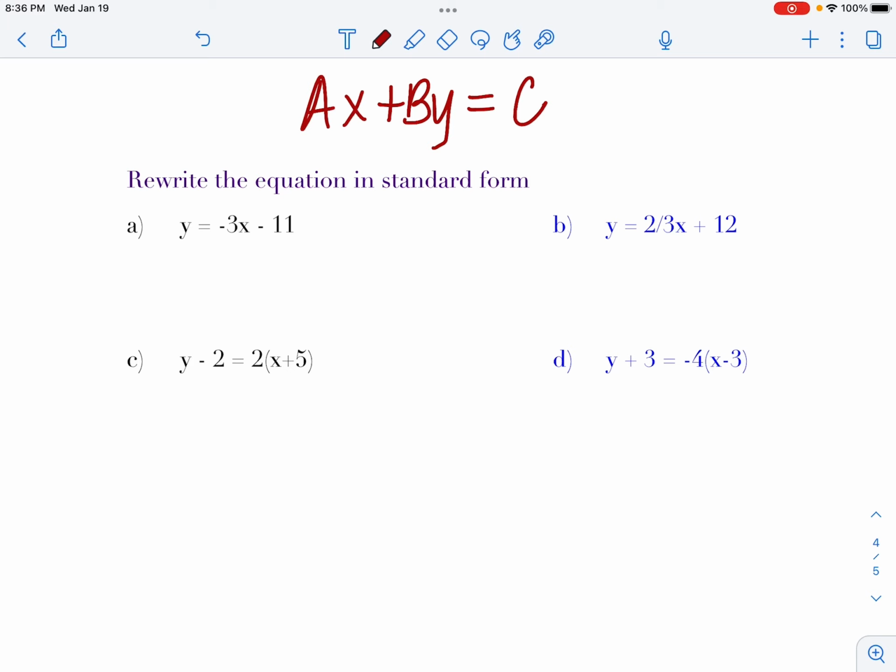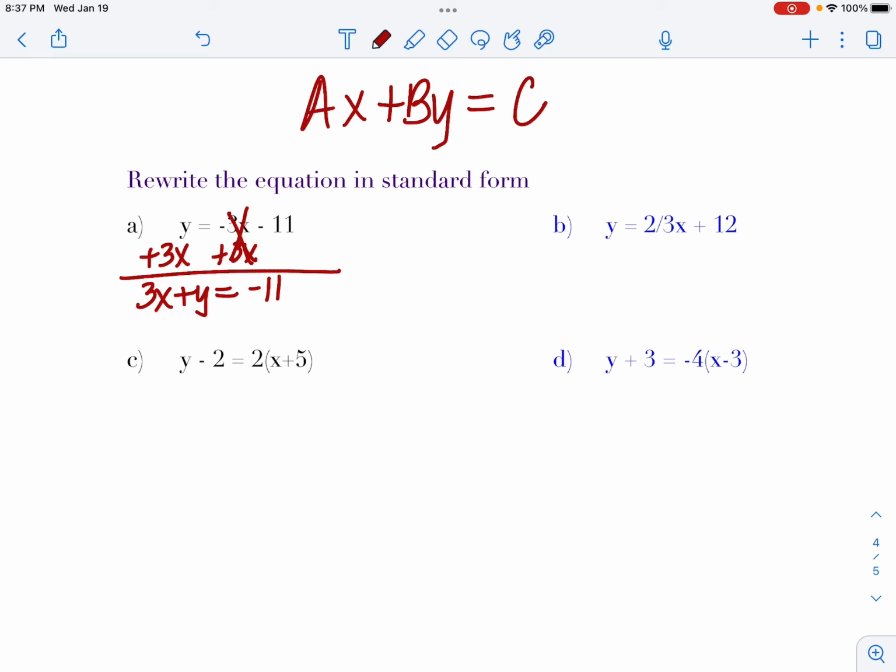In question A, the y value is already on the left, so I'm going to keep that there. To move the x value to the left-hand side, I'm going to use inverse operations and add 3x to both sides of my equal sign. Once I've done this, I now have my x term and my y term on the left side of my equal sign and my number on the right, so it is now following standard form.